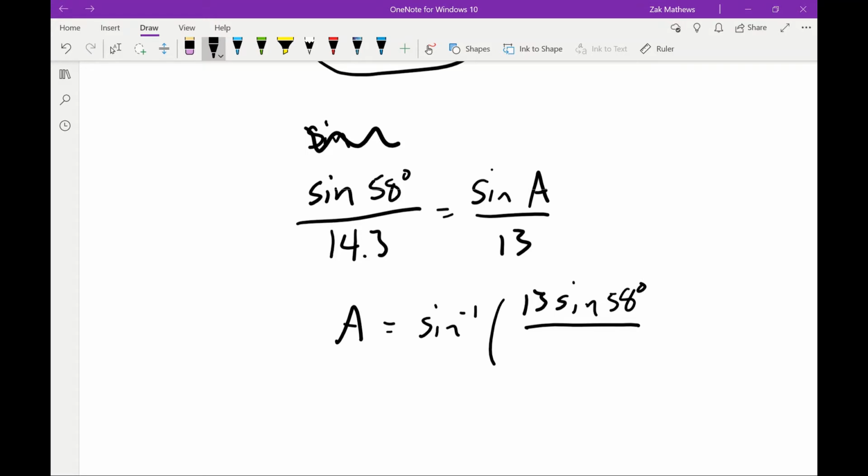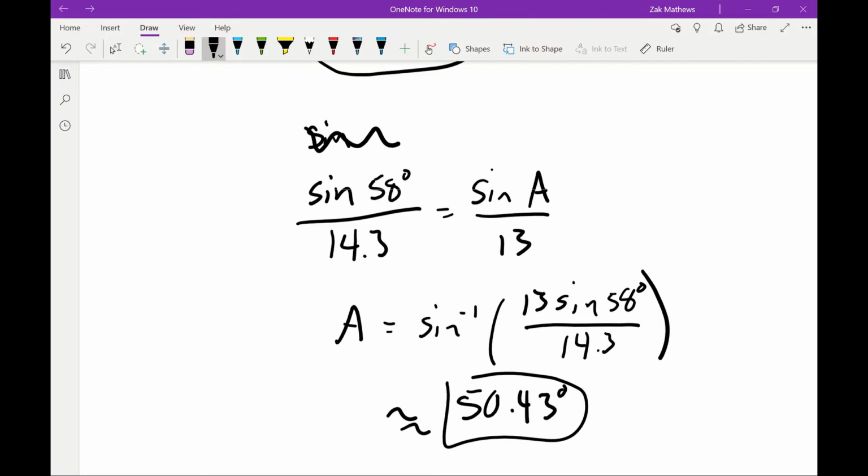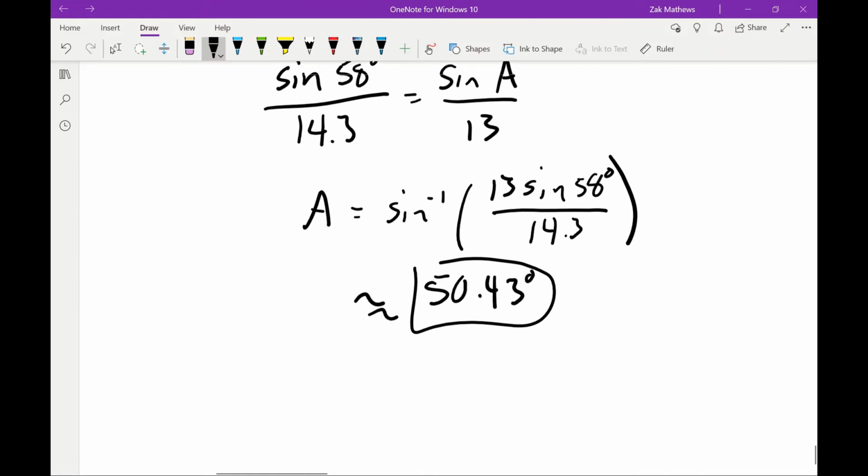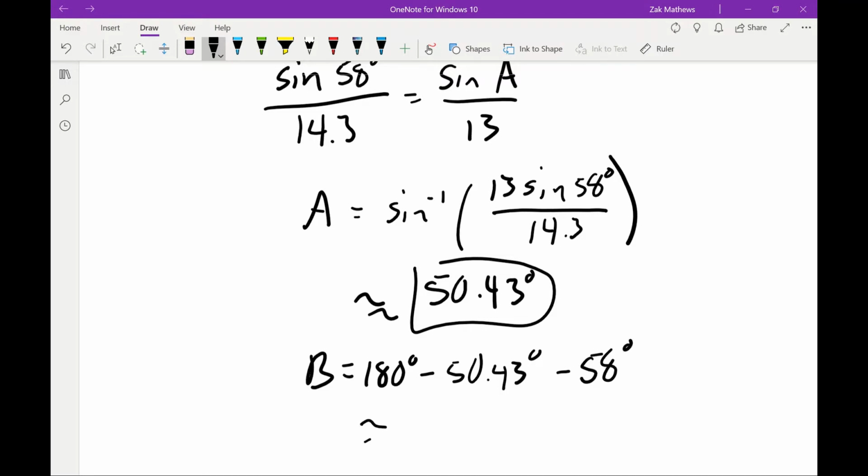14.3 still on the bottom, and that's not a degree. When I type this into the calculator, I get the answer of 50.43 degrees. So there's my angle A. Notice it is smaller than angle C. I still need to find angle B, and the easiest way to do it is 180 minus the 50.43 minus my angle C, which was 58.